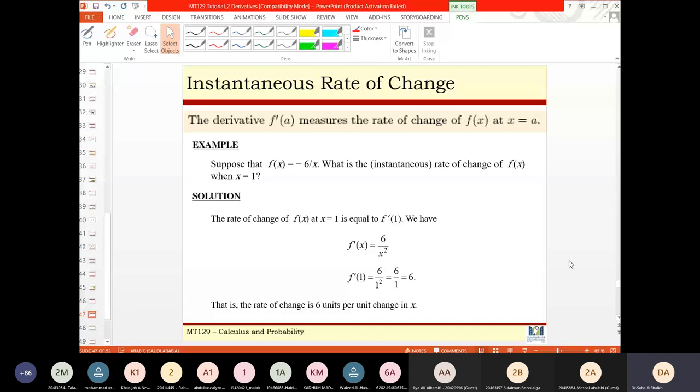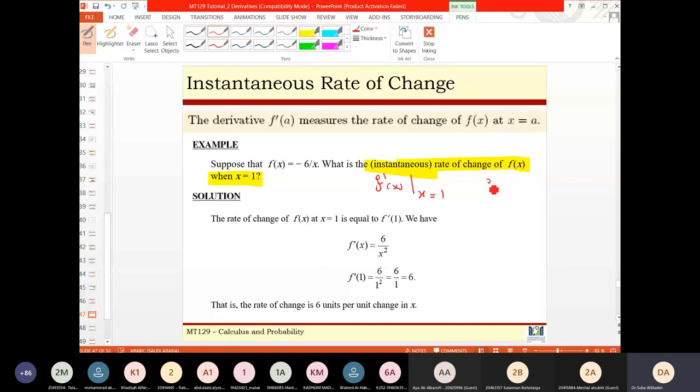It says find the instantaneous rate of change at x equal to 1. Find me the instantaneous rate of change when x equal to 1. It means the same thing: find me f dash of x when x equal to 1. You have to know that instantaneous rate of change and rate of change all mean the same thing: the derivative at the point.